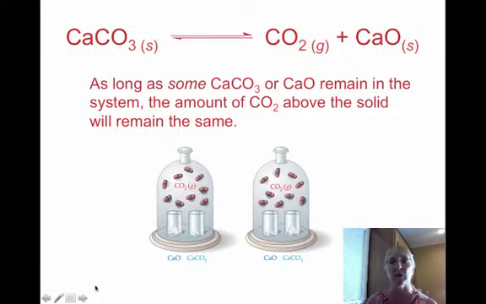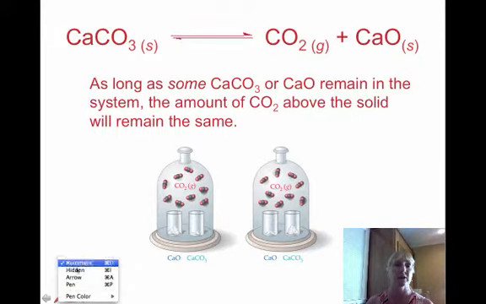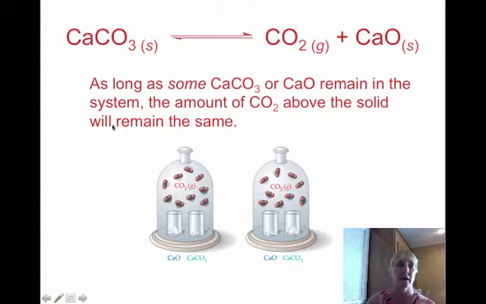So here's a picture of a classic sort of equilibrium situation. We have some solid calcium carbonate, and that's pictured right here in the beaker on the right-hand side. We can see some solid calcium carbonate. We have some solid calcium oxide right here. And if you have a sealed container, because that's the definition of equilibrium, the vessel has to be sealed, then you'll get the production of carbon dioxide gas.